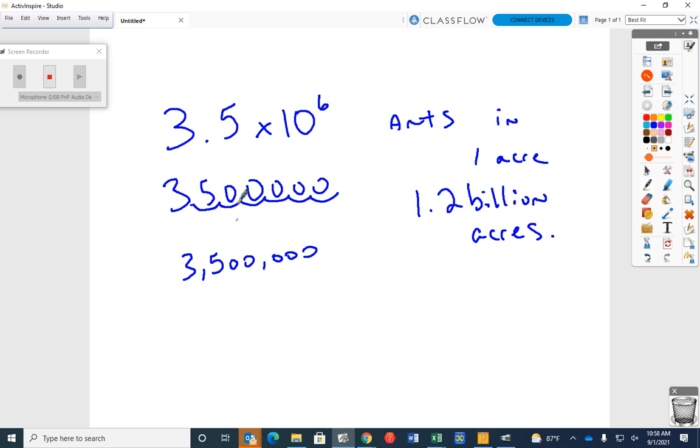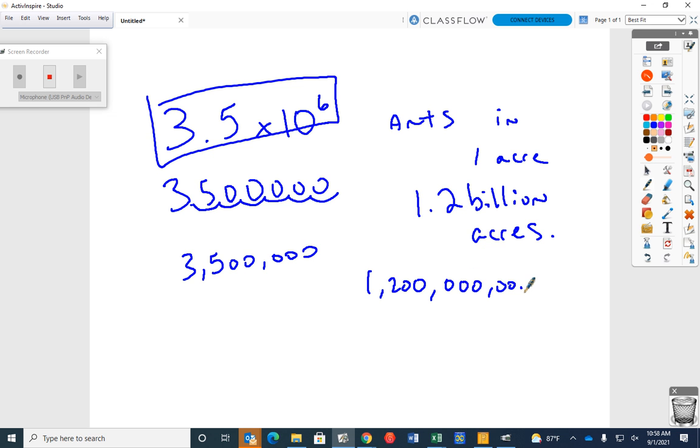So we already have this one in scientific notation, right? Okay, that's how many is in 1. I want to turn 1.2 billion into scientific notation. What does 1.2 billion mean? 1,200,000,000, okay? So that's like this, 1 billion, 200 million. That's how many acres there are in the rainforest, right? So can somebody help me turn that into scientific notation?